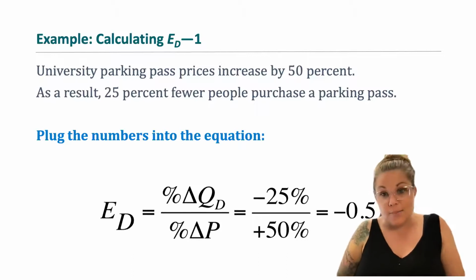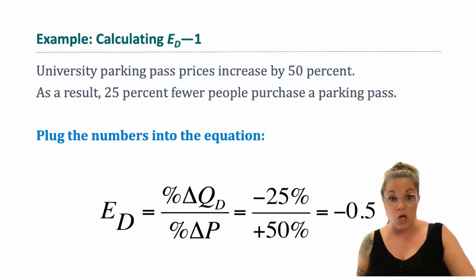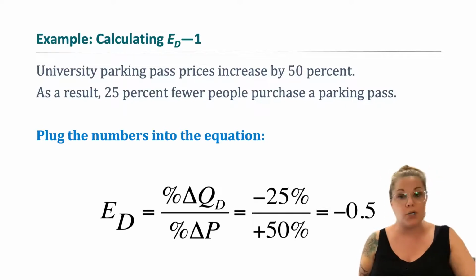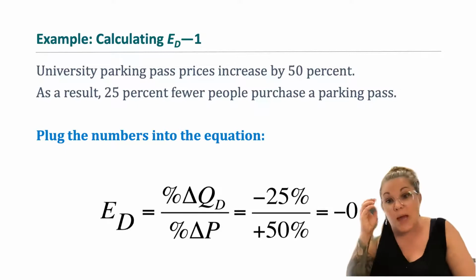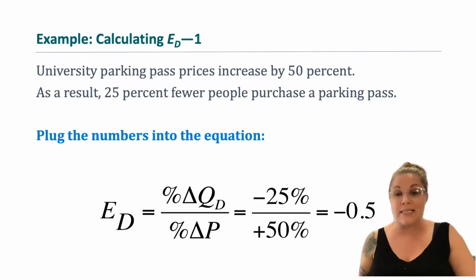So let's do an example. A university parking pass increases in price by 50%. As a result, 25% fewer people purchase a parking pass. This should be expected, law of demand. Parking passes got more expensive, fewer people buy them. So what is the price elasticity of demand in this context?